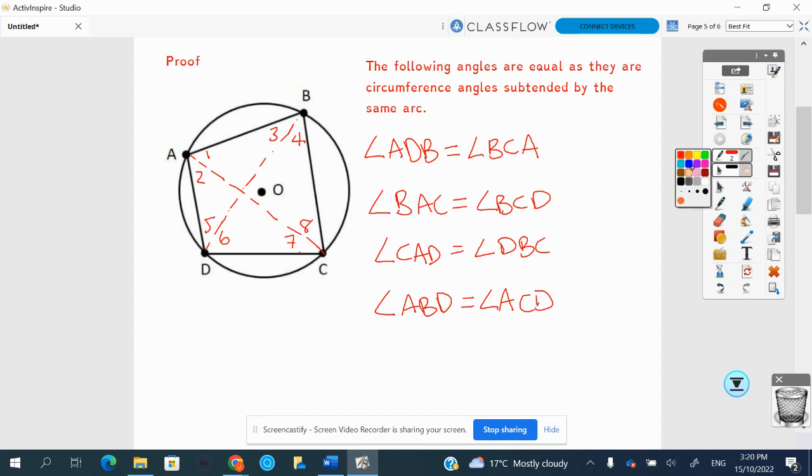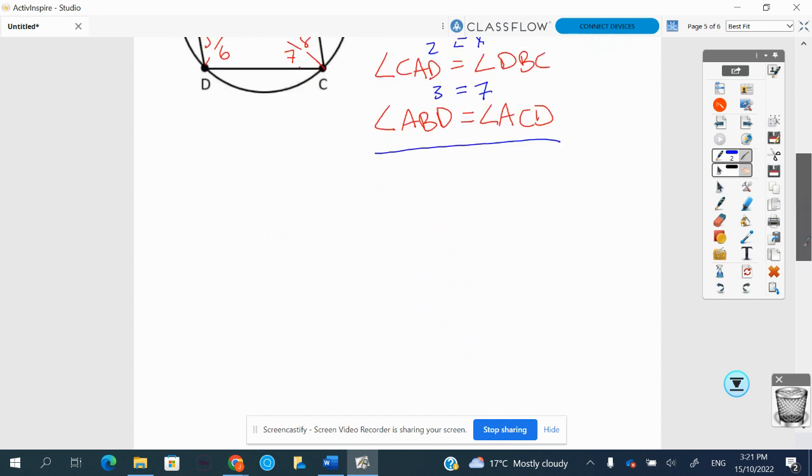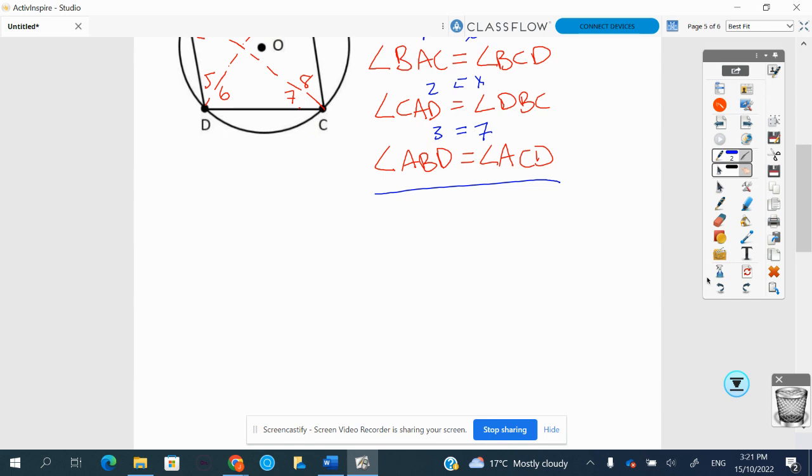And I'm just going to now, in a different color, write down the numbers that we've used to represent each of these angles. So this will be angle 5 is equal to angle 8. Angle 1 is equal to angle 6. Angle 2 is equal to angle 4. And angle 3 is equal to angle 7. So let's keep moving. So the angle sum of a quadrilateral is equal to 360 degrees.